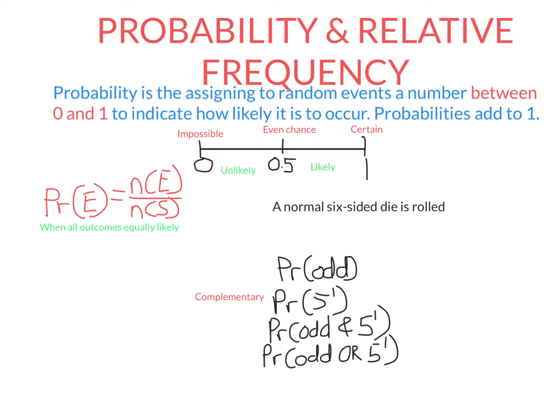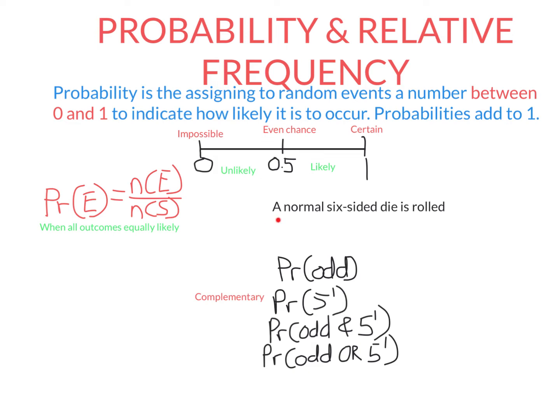So how do we actually calculate the probability of an event? Well, we're going to use this formula here. This says the probability of an event, that's what PR means, probability of an event, is the number of ways the event can occur over the total number of outcomes. NS here means the number in the sample space. So you use this formula when all outcomes are equally likely.